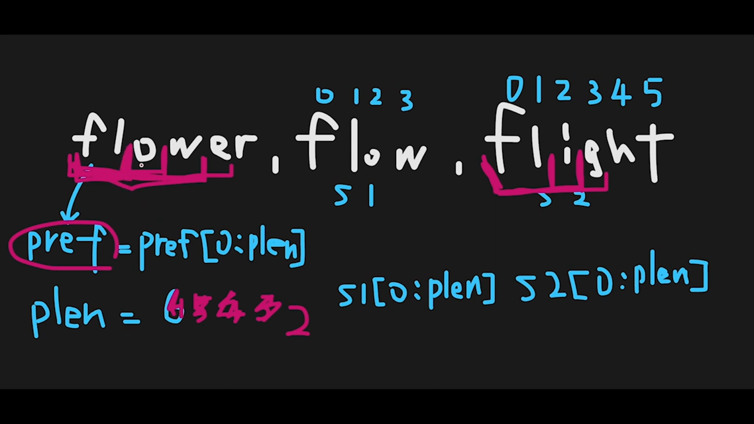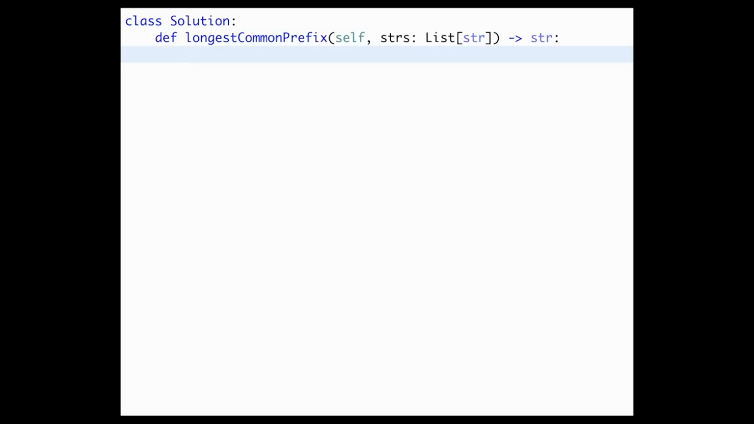So let's check. Flower has FL, flow has FL here, and then flight has FL. And then look at the third character. Flower has O, flow has O, they are the same, but flight has I. So that's why the third character is not a common prefix, so the longest common prefix should be FL. Looks good. So that is the basic idea to solve this question. With that being said, let's get into the code.